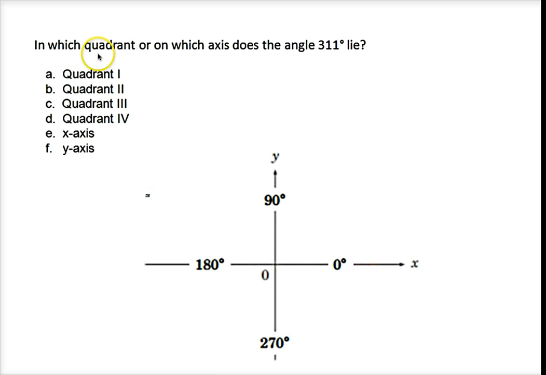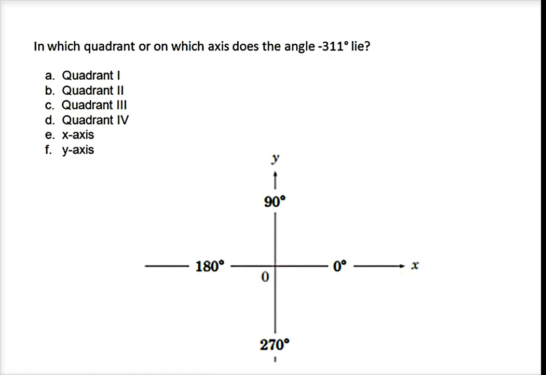So let's answer a few questions. In what quadrant, or on which axis, because sometimes an angle will stop right at 180, does the angle 311 degrees lie? Well, let's try it out. Where would 311 be? It would start here. It's positive, so it would open up. It's bigger than 90. It's bigger than 180. It's bigger than 270, but it is not bigger than 360. So it would stop between 270 and 360, meaning that it is in quadrant 4. So our answer here, the terminal side, is in quadrant 4. Next.